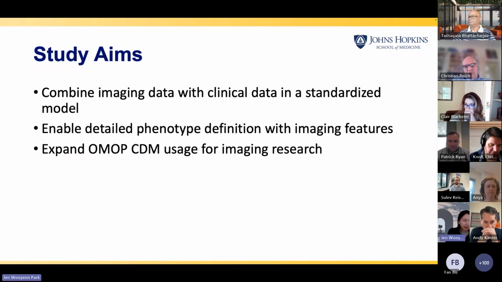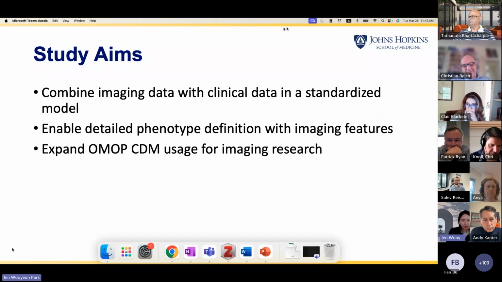So the aims of our study are to combine imaging data with clinical data in a standardized model to enable detailed phenotype definitions with imaging features, and to expand OMOP common data model usage for imaging research.